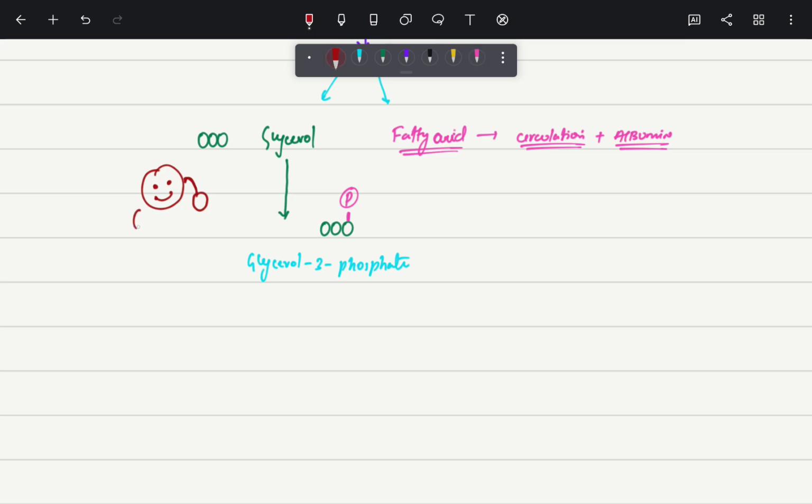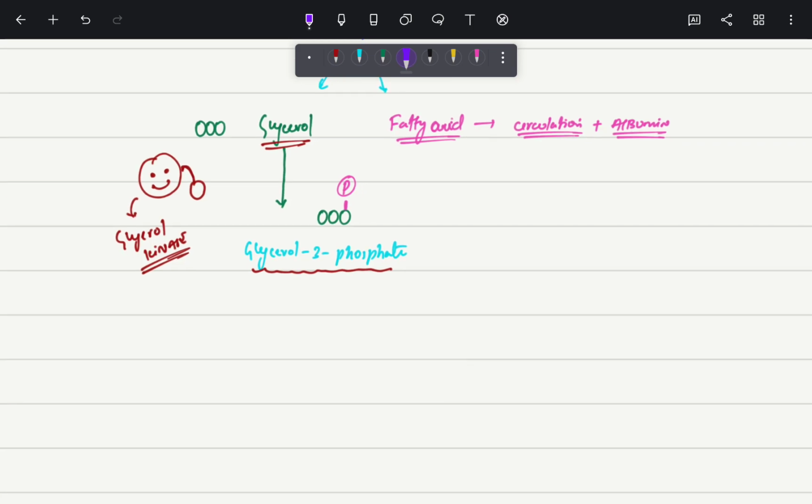What is the enzyme responsible here? The enzyme responsible is your glycerol 3-phosphate kinase. Okay, so glycerol, I'm sorry, here the enzyme is glycerol kinase. So glycerol kinase will do phosphorylation of glycerol and convert the glycerol into glycerol 3-phosphate, and this is what is happening in the lipolysis pathway.